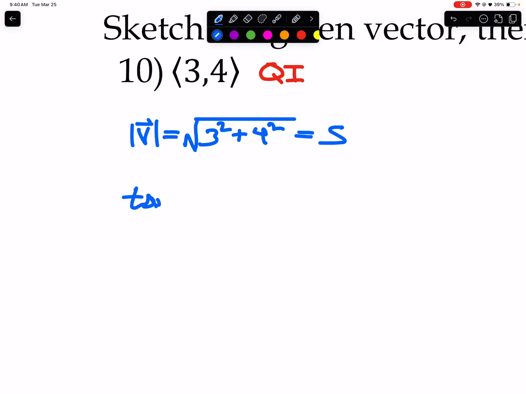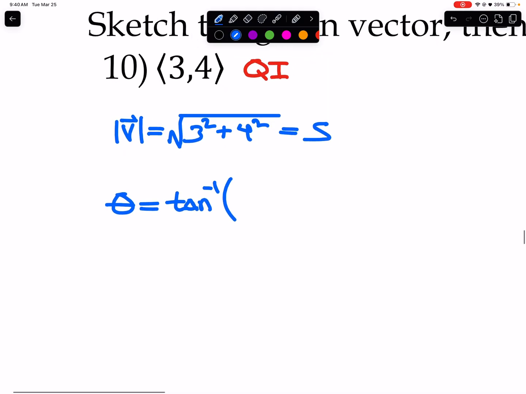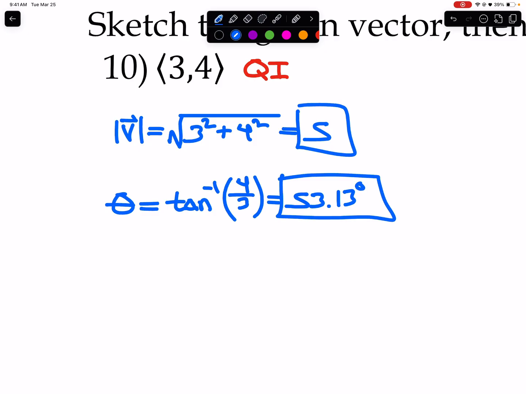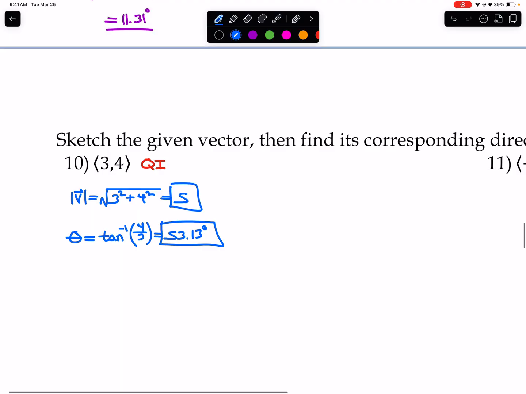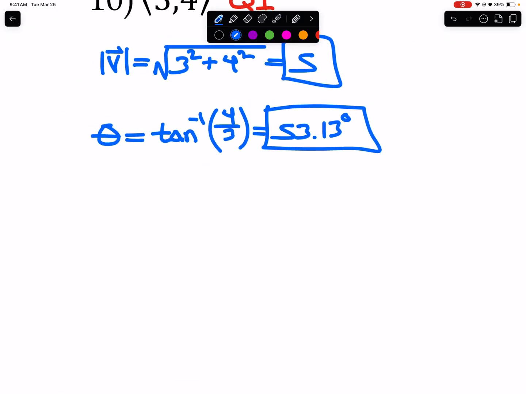And then I need to do my angle theta. So I'm going to do the y component over the x component, and then plug in, so inverse tangent of 4 over 3, which is going to give me 53.13 degrees. So we have our magnitude, and then we have our direction. Now, this is measuring it in standard form, which we also need to sketch. I knew I was forgetting something.